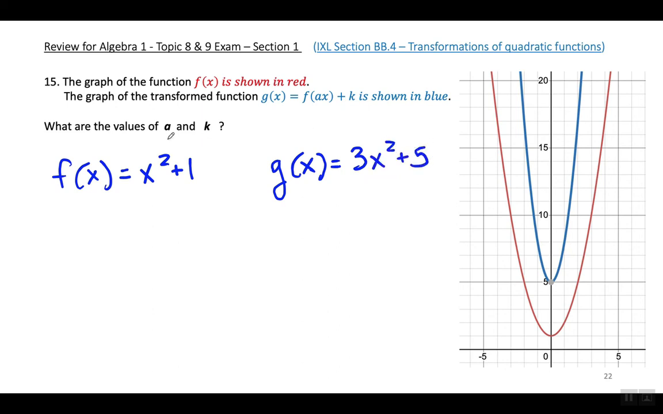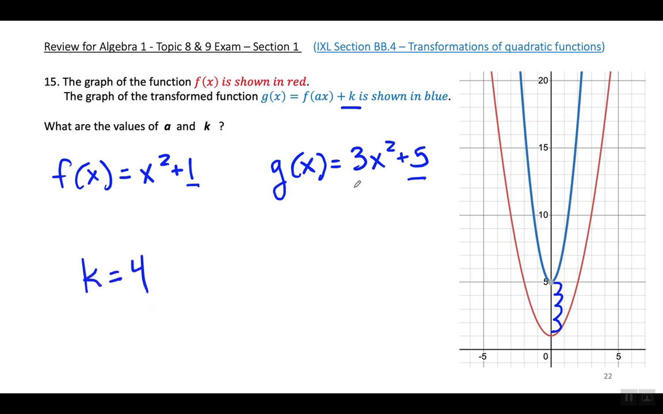All right, now look at the question. What are the values of a and k? If you compare these two, the way they're written, k is what do you add to this function to move it up? How many units are you moving this function up? You're moving it up 4 units. Here it says plus 1, here it says plus 4. It moved up 4 units, so k equals 4.